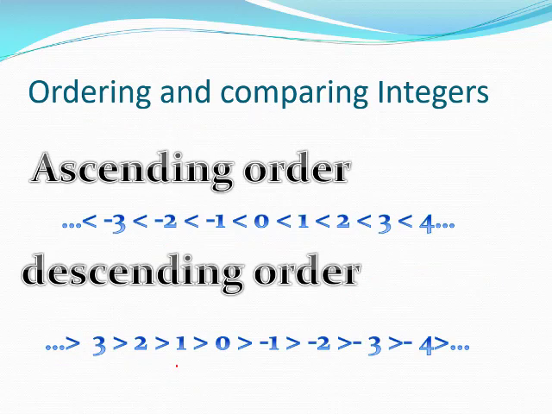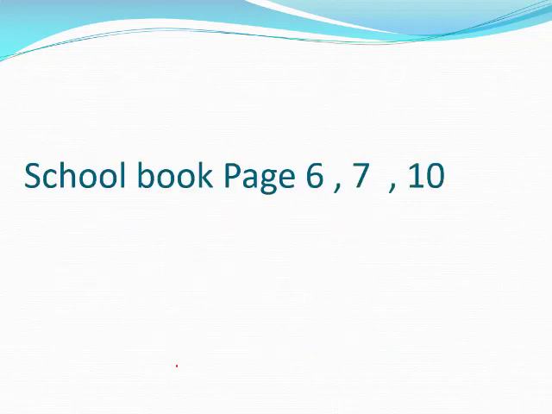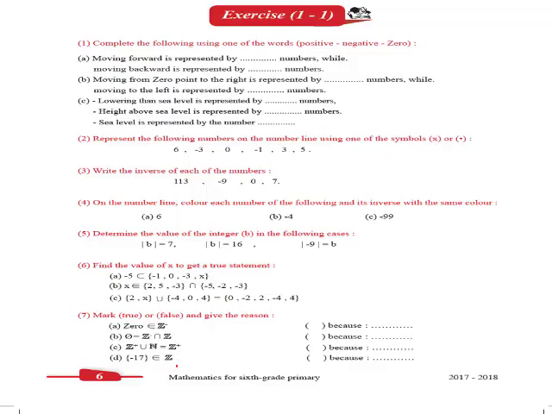Let's define now ordering and comparing integers. Of course, the integers to the right of 0 are greater than the integers to the left of 0 on the number line. Okay, now we will solve our school book, pages 6, 7, and 10. I want you now to open your school book, page 6. So let's see these questions. Moving forward is measured by a positive number. So we write here positive. While moving backward is denoted by a negative number. So we write here negative.